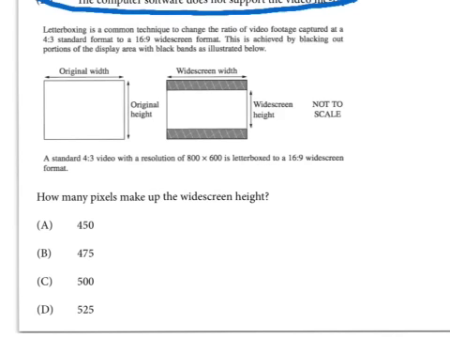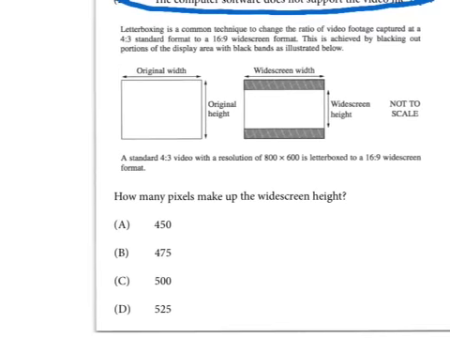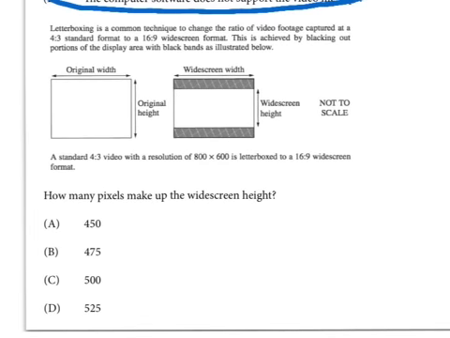So in this question, this is question 10 of the 2011 paper. It talks about letterboxing, which is a common format to change the ratio of video footage. Basically what it's done is taken this original width and height video, which was 600 by 800, and it's looking at making it a widescreen, but it's kind of like a cheating widescreen, where it actually cuts out sections of the video.